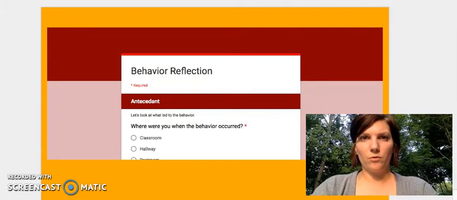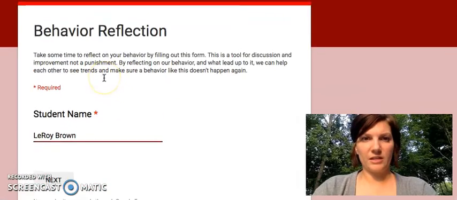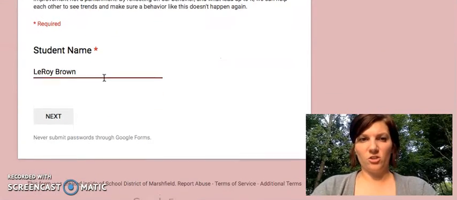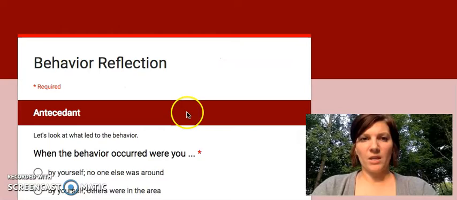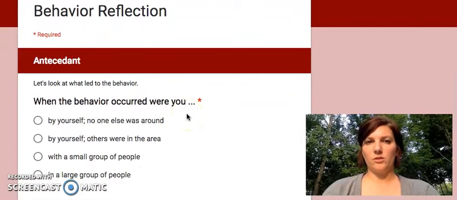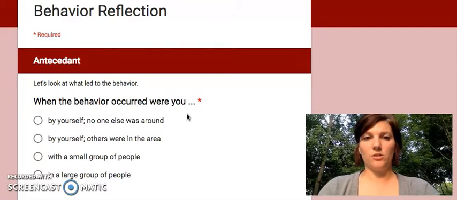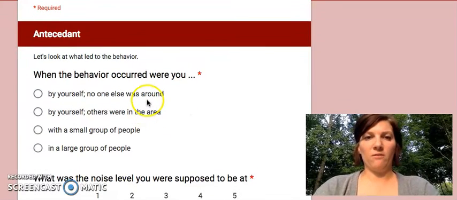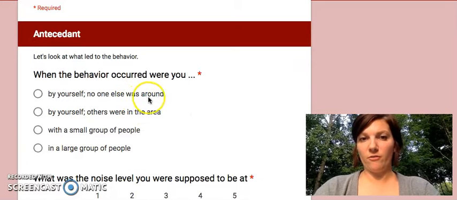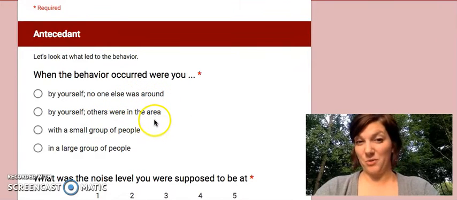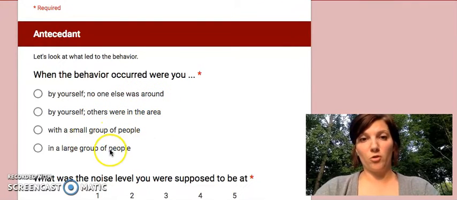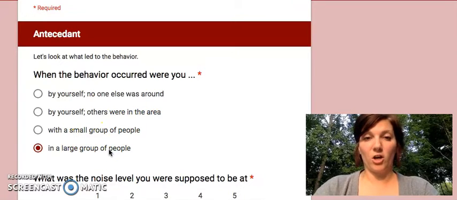I'm going to go through the actual form itself, which looks like this. The first section is just the student is going to fill out their name. It then takes the student through an antecedent section. And again, this is not you filling this out. This is the student filling out. When the behavior occurred, were you by yourself? No one else was around. Were you by yourself? Others were in the area. Were you with a small group or were you with a large group of people?